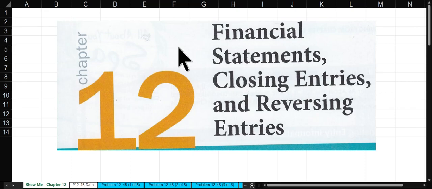Chapter 12 takes us full circle. By that I mean this is the last chapter in our course and also the chapter that focuses on the last step in the accounting cycle. We will be focusing on three of the four major financial statements, looking at how to close the books at the end of a fiscal year or period, and to look at the optional set of entries called reversing entries.